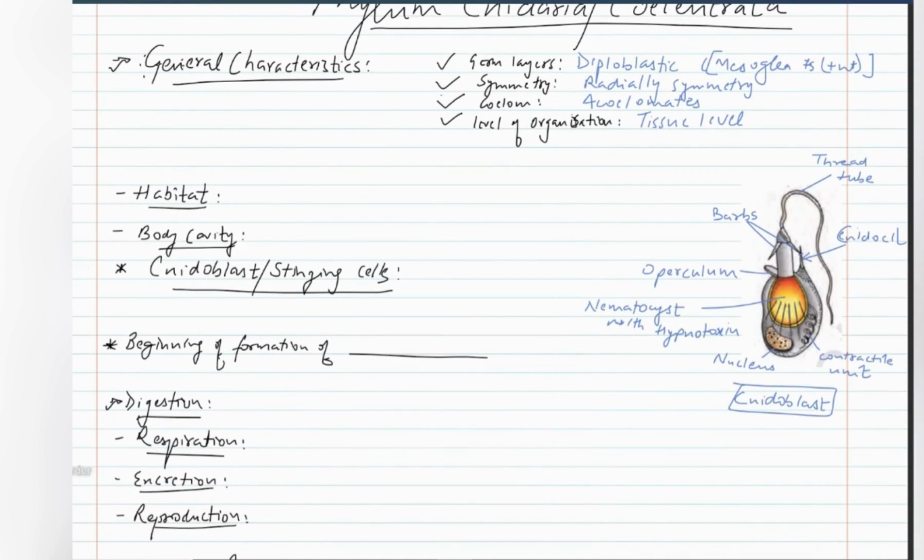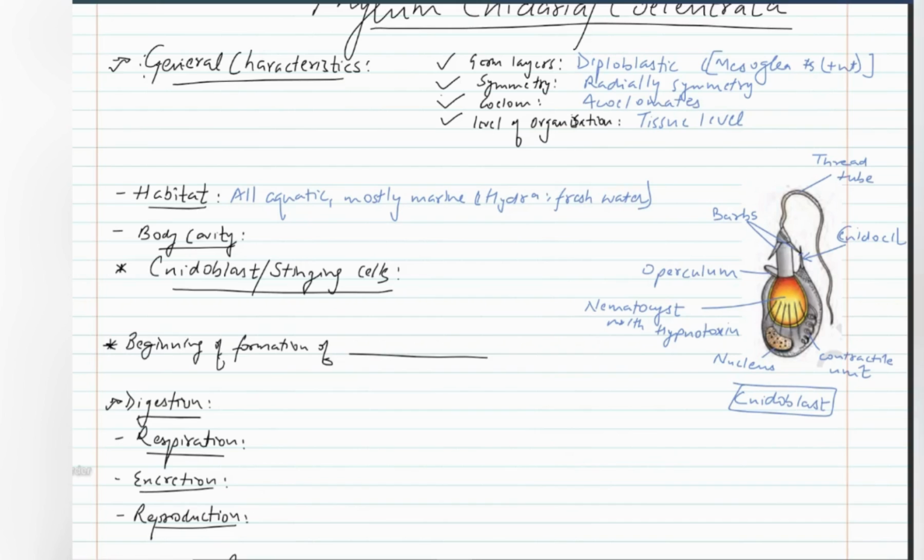Now talking about the habitat, all coelenterates are aquatic, and mostly marine. There are some freshwater forms also. Example, Hydra is freshwater. Otherwise coelenterates are mostly marine.